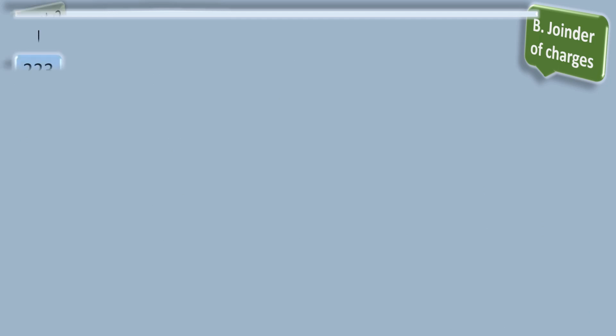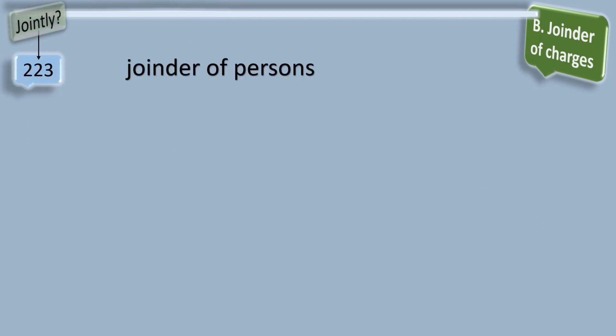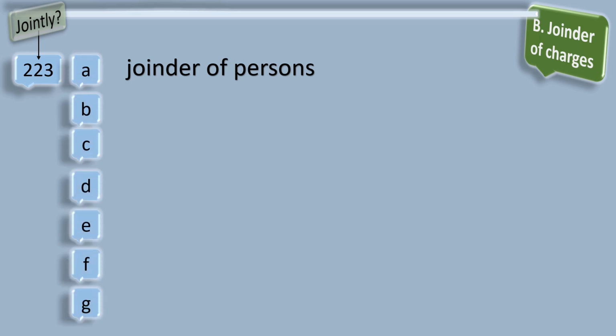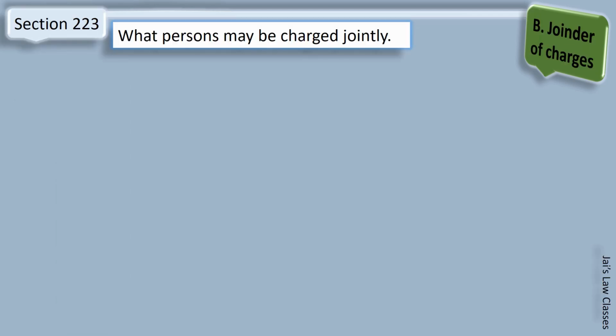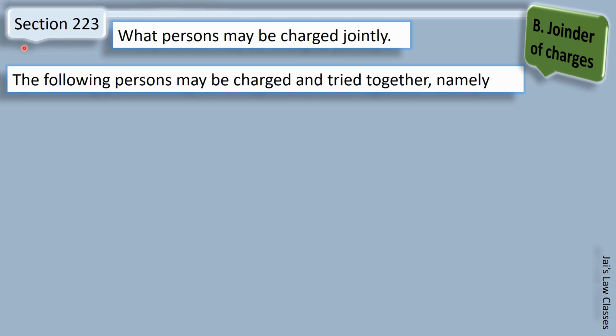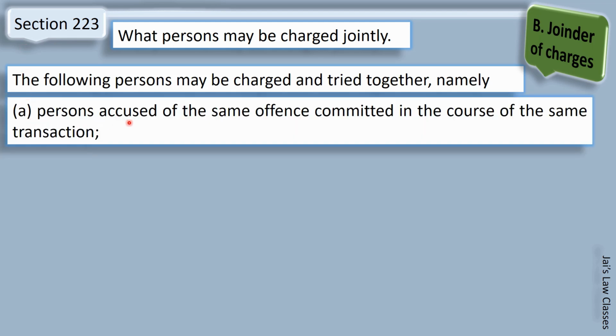Section 223. The keyword to remember is jointly, because it's about joinder of persons. It is further divided into 7 parts from A to G. Let's check what they are. Section 223 says what persons may be charged jointly, and it further informs us in 7 parts. A says persons accused of the same offense committed in the course of the same transaction.